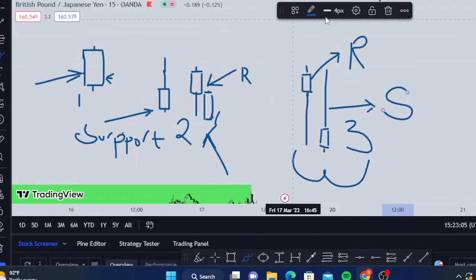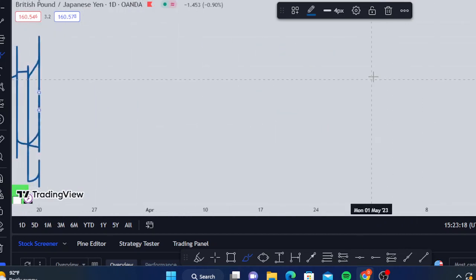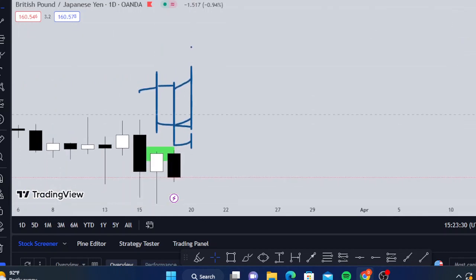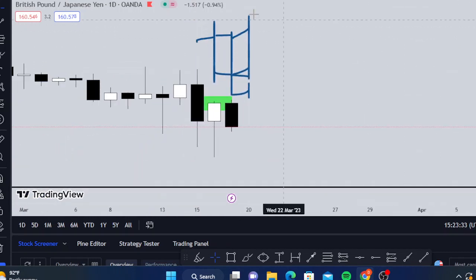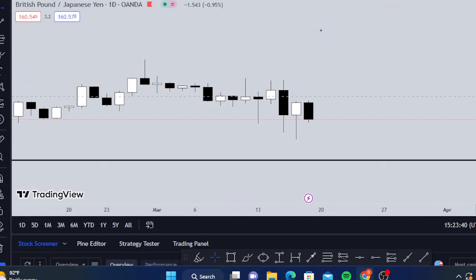So let me go to one of the charts and show you this thing I'm talking about, like the GBP JPY candle that happened today. Let me show you. Let me go to the weekly candle. Let me show you on the daily time frame so that you can see it. Daily time frame. So this is it.